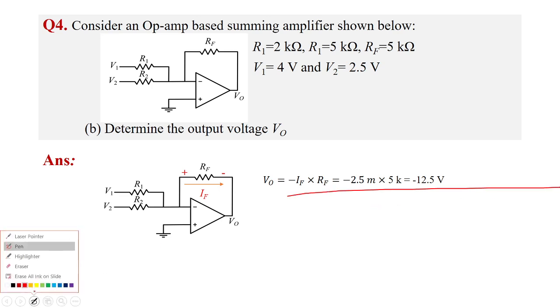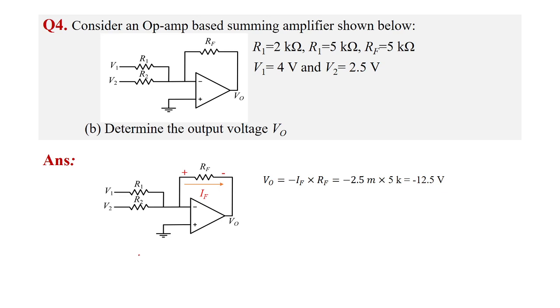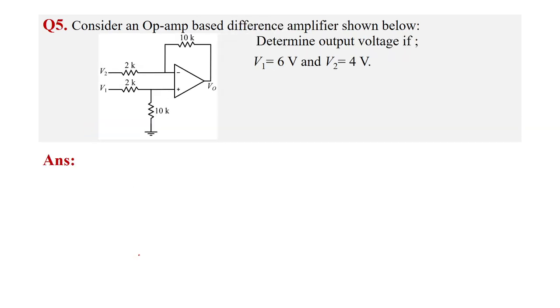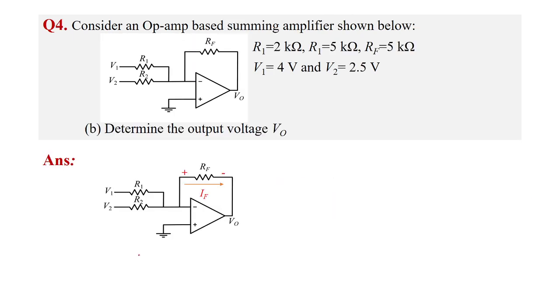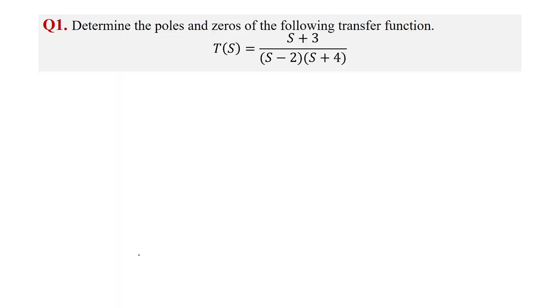Okay. So that was the fourth question, and someone has asked me to repeat the first and ninth questions. Let me check the first question. The first question was to determine the poles and zeros of the following transfer function. The question was direct. We know from the theory that poles are the values of s at which the denominator equals 0.